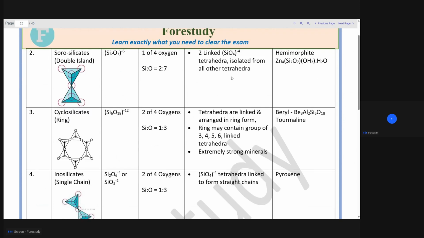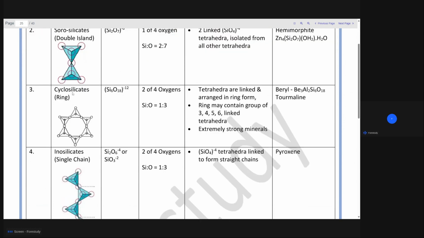Then coming to cyclosilicate, as the name resembles, cyclo means ring structure, ring. Cyclosilicates: 2 out of 4 oxygens are shared. Here it is shared, here it is shared, again here and here shared. So 2 out of 4 oxygens are shared.